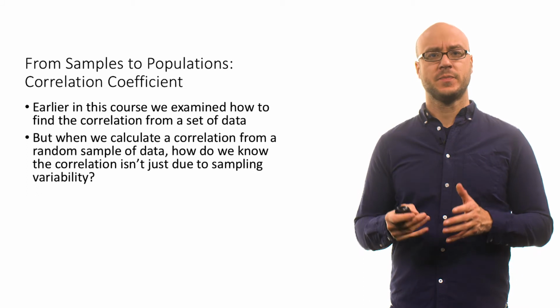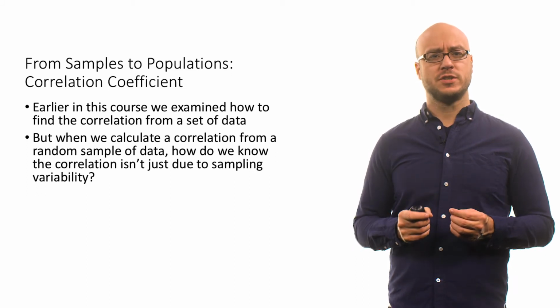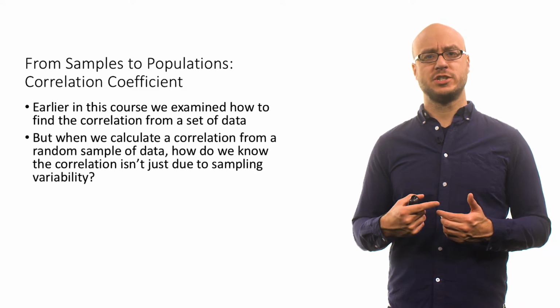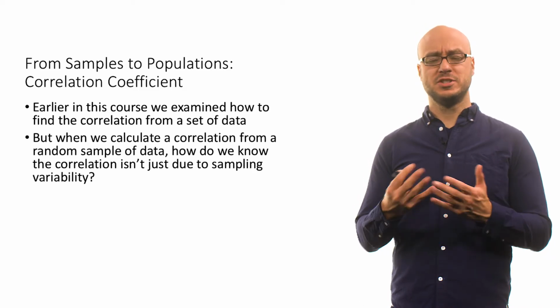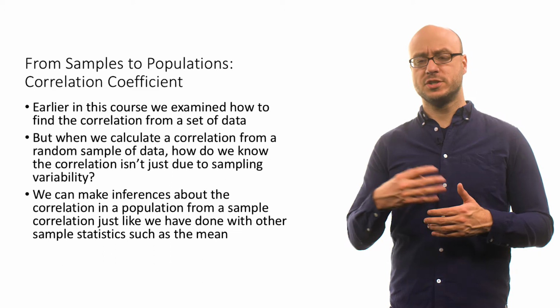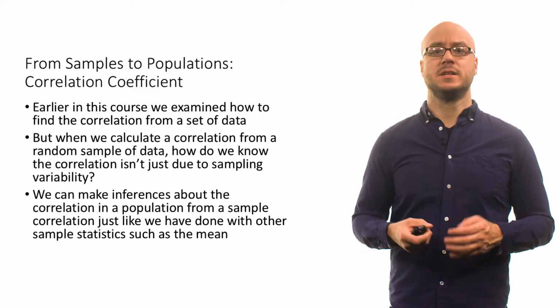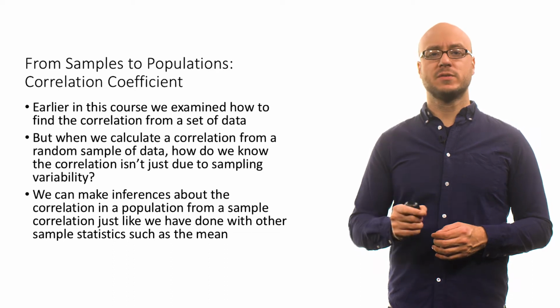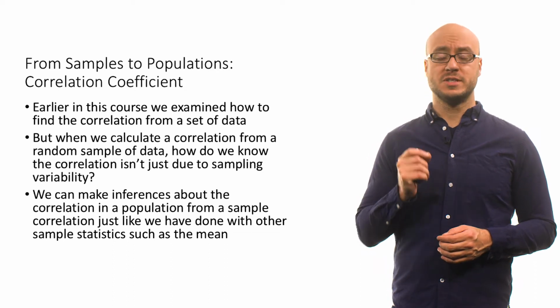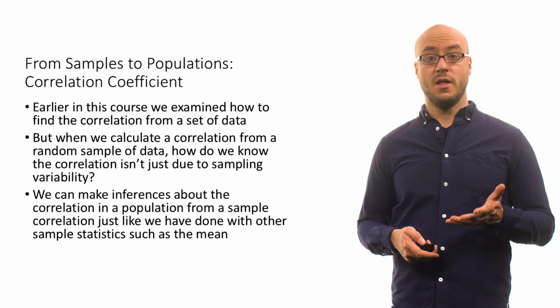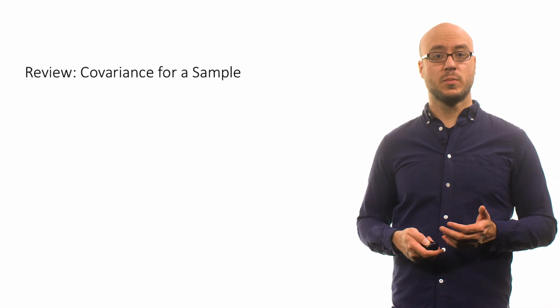sample or population. But when we calculate a correlation from a random sample of data from a population, how do we know the correlation isn't just due to sampling variability? Maybe we just got a weird sample. Maybe it's just an unusual sample, and that correlation we think may not exist in the population. Well, we can make inferences about the correlation in a population from a sample correlation, just like we've done with other sample statistics such as the mean or a sample proportion.